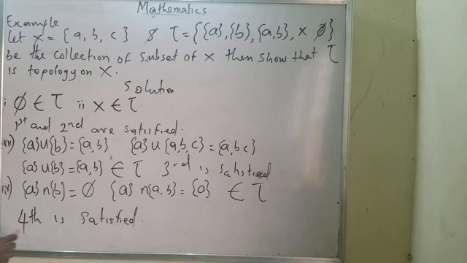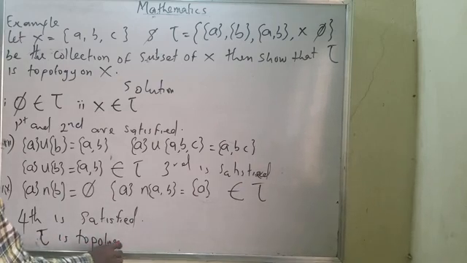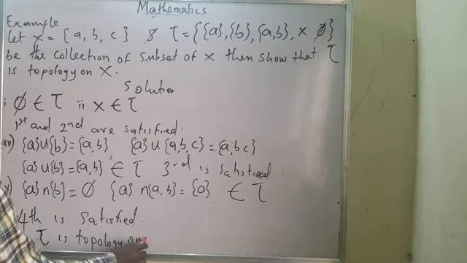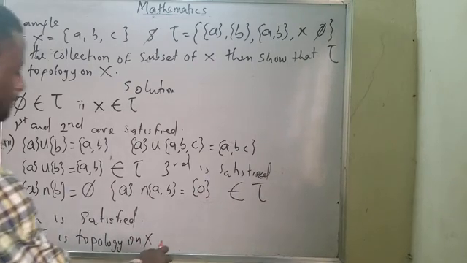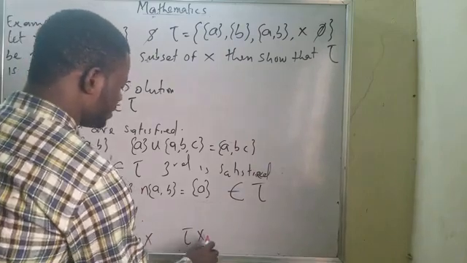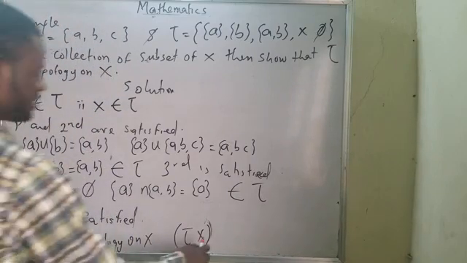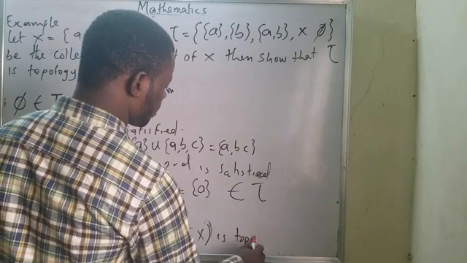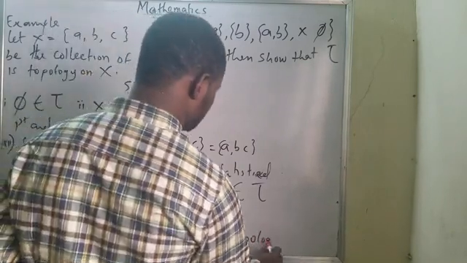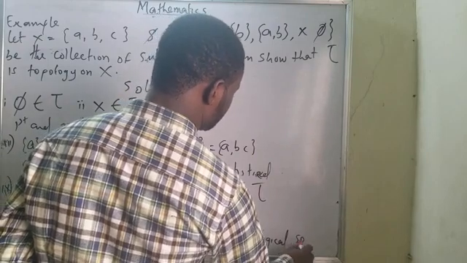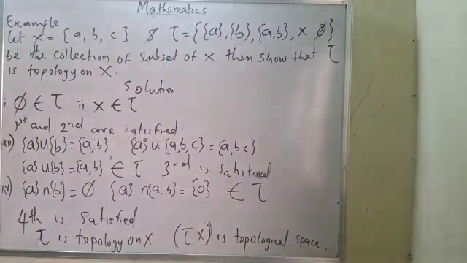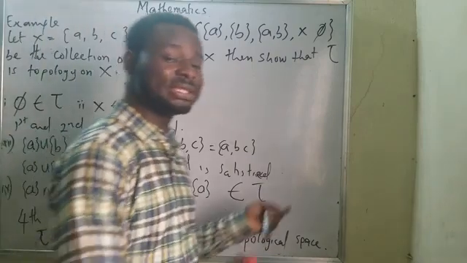Now, since it's satisfied, it means tau is a topology on X. Tau and X is a topological space. Topological space. That is all what I mean. Can you see? That is all what we are going to be doing related to topology.